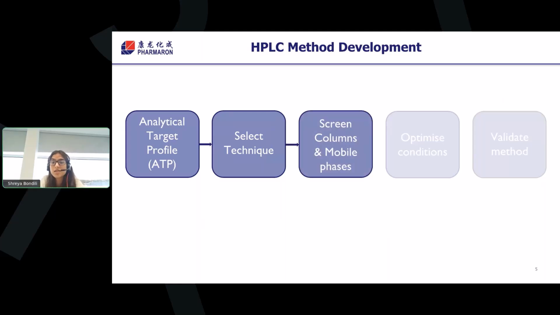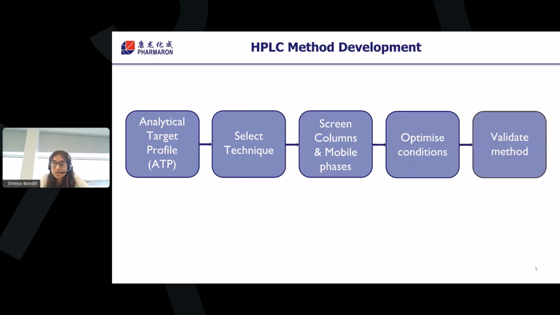Then typically a variety of columns and mobile phases are screened to identify the most suitable combination that gives reasonable separation of your analytes. Once these initial conditions are chosen, critical method parameters affecting separation such as pH or temperature are systematically optimized to enhance that separation a bit more. Then finally, the developed method is validated to establish its performance and demonstrate that it's suitable for its intended purpose.